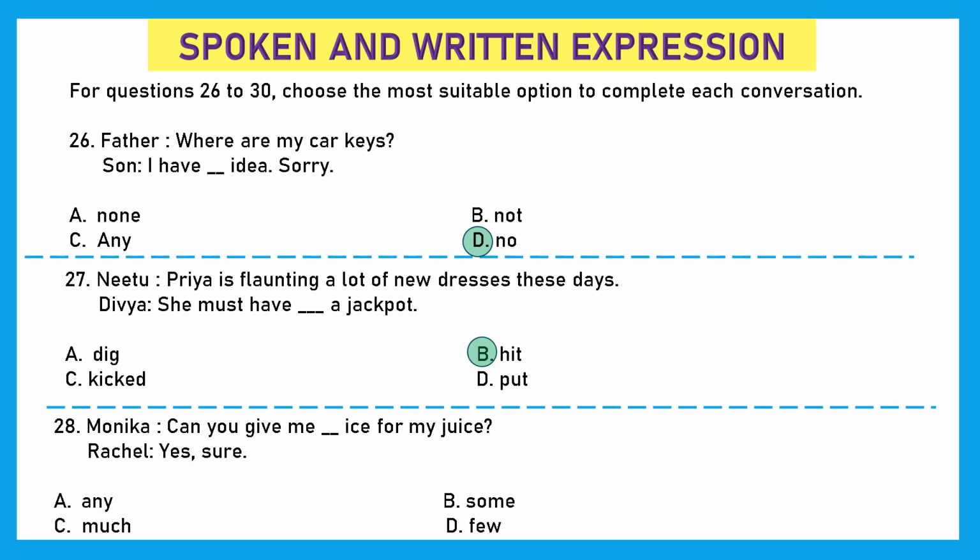Question 28. Monica, can you give me dash ice for my juice? Rachel, yes, sure. Now here ice is uncountable, right? In general, the frozen water is called ice and that is an uncountable noun. So with uncountable, we use some. Here, the right answer should be option B. Can you give me some ice for my juice?